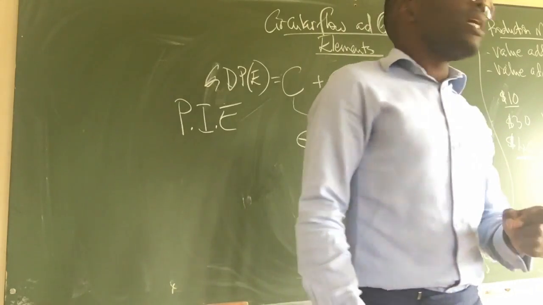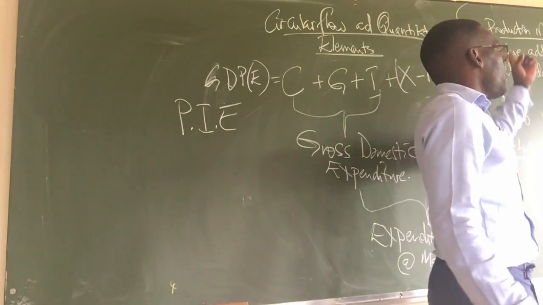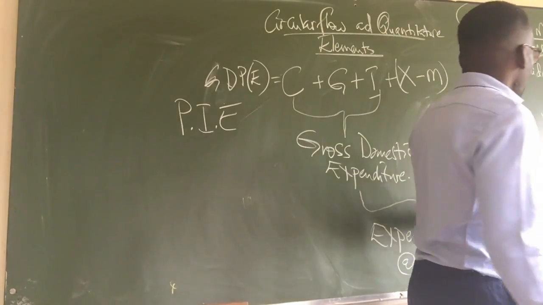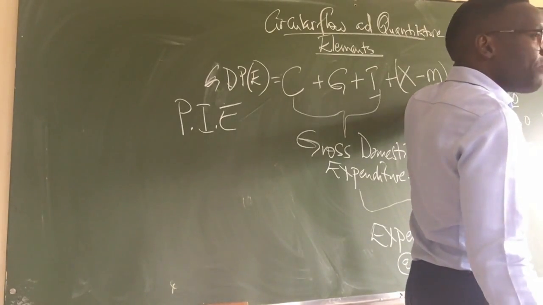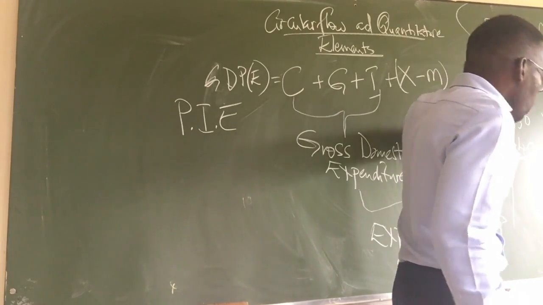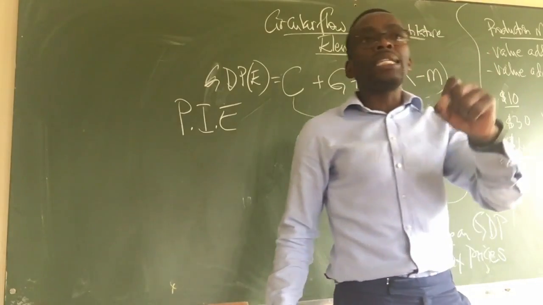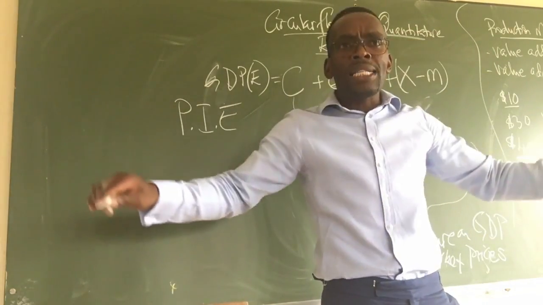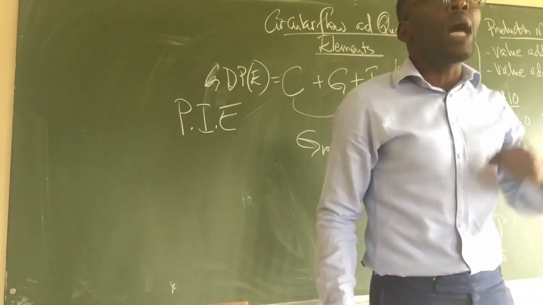You need to note, dear learners, that when we are talking about the production method, you are not saying 10 from the primary plus 30 from the secondary plus 40 from the tertiary. If you do that, you are going to get a wrong answer. It is because you have double counted.